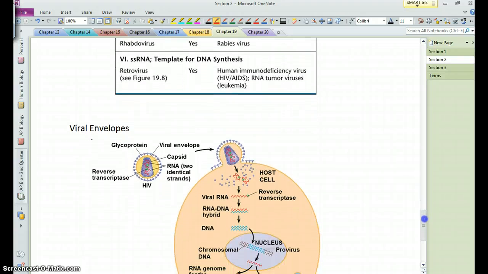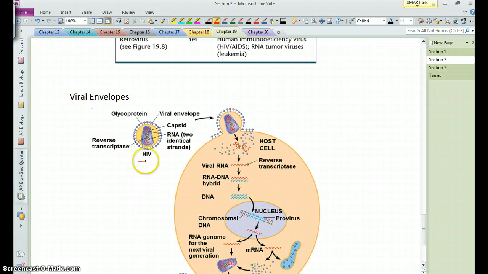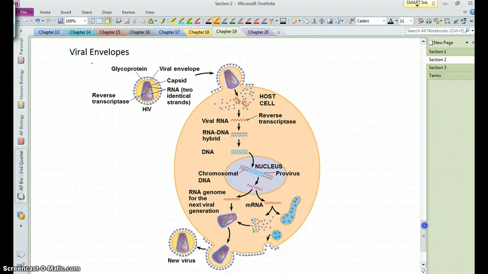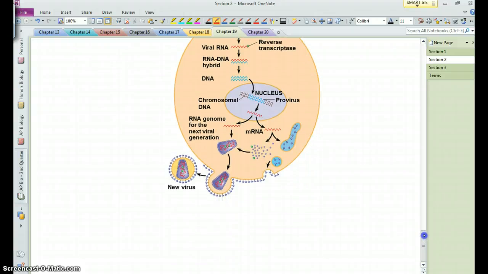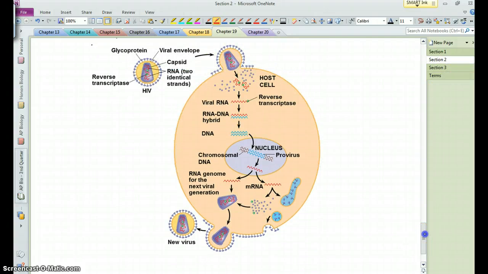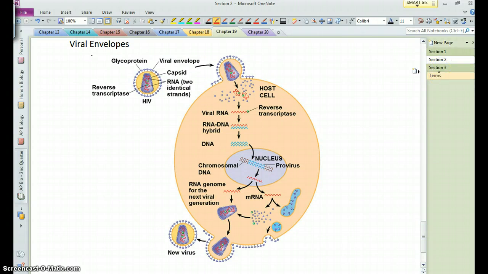So for these viruses that have a viral envelope, and again, HIV is an example, influenza is an example, the envelope or membrane will fuse with the host cell, and the capsid and nucleic acid is released into the host cell. And in the case of HIV, it's what's known as a retrovirus. And so it has RNA, and that RNA is reverse transcribed into DNA using an enzyme called reverse transcriptase.